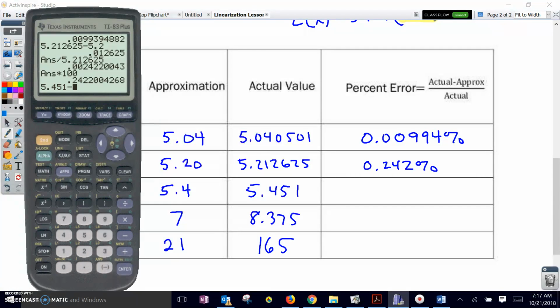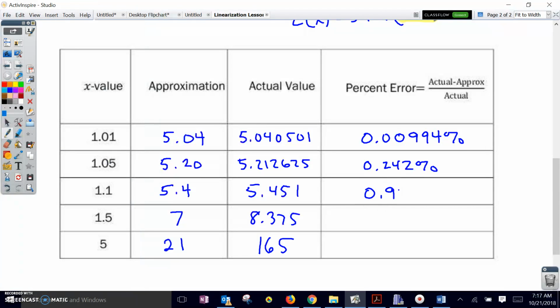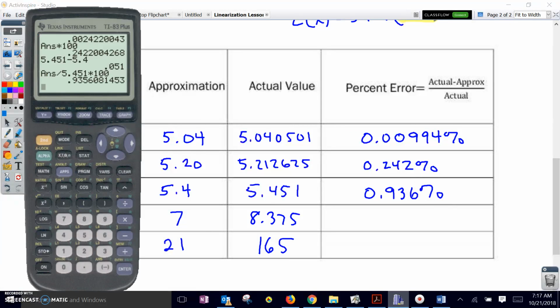5.451 minus 5.4 divided by 5.451 times 100. We get 0.936% error. So all the way out to 1.1, this linearization is providing an approximation with less than a 1% error.